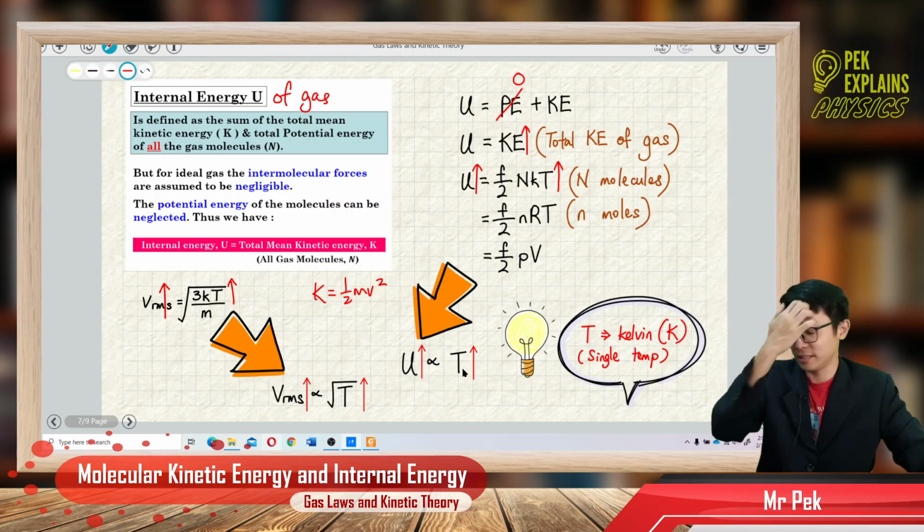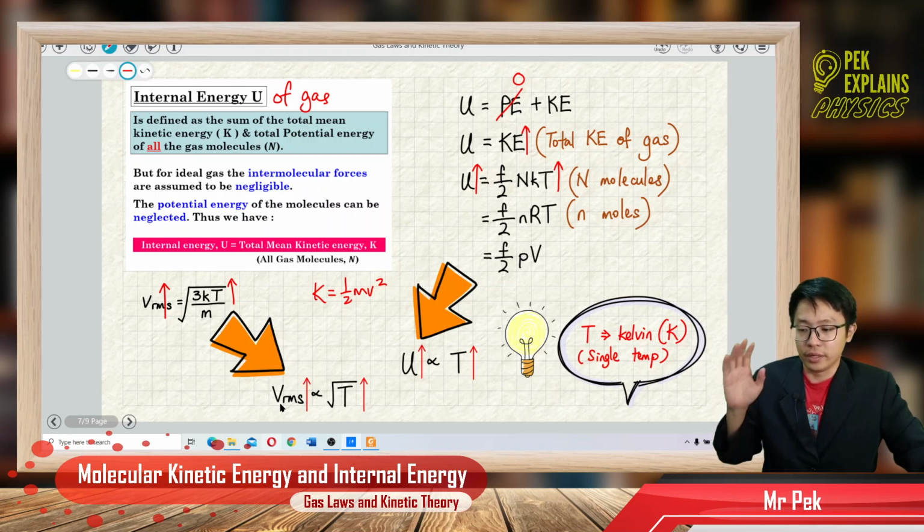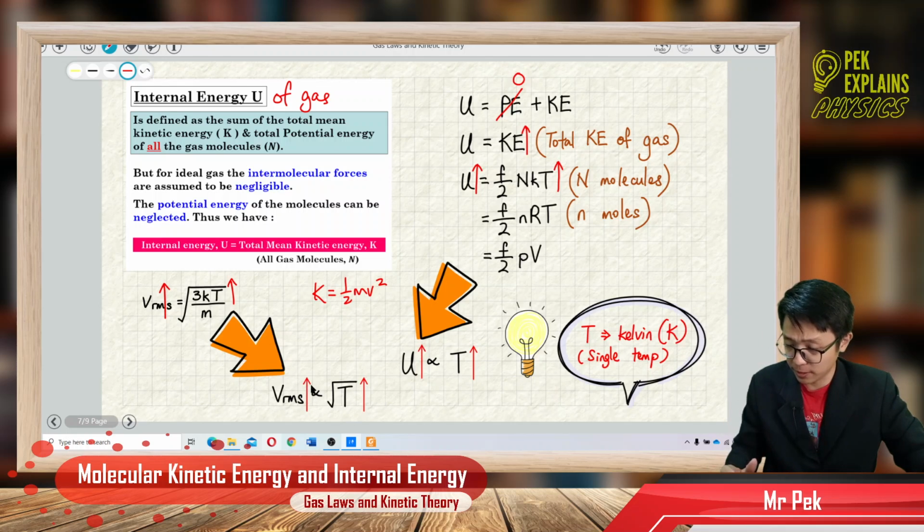You see that? So the root mean square speed or average speed of gas is proportional to the square root of temperature. The higher the temperature, the higher the velocity. The higher the temperature, the higher the internal energy of gas. So if you increase the temperature, the gas molecules will start to move faster. As they move faster, they will possess higher kinetic energy. Higher kinetic energy means higher internal energy of gas.